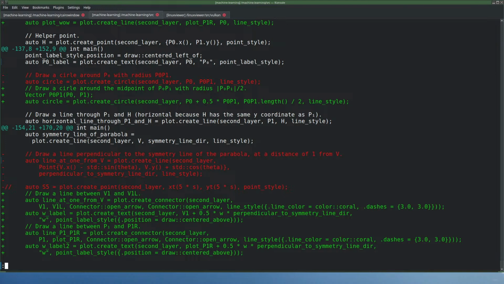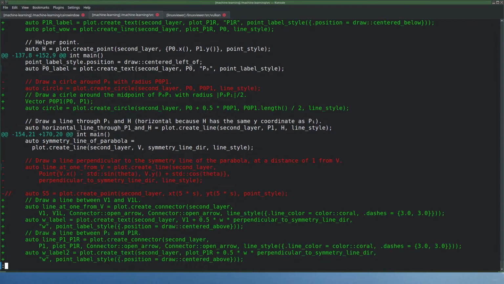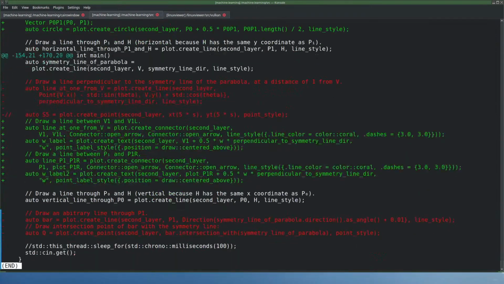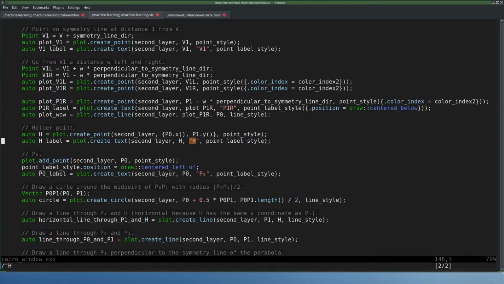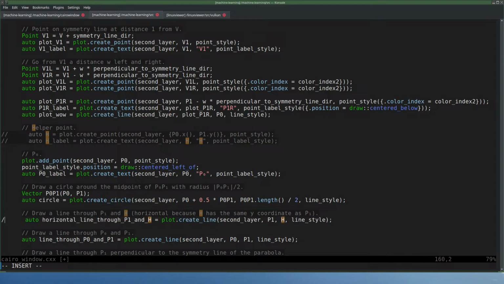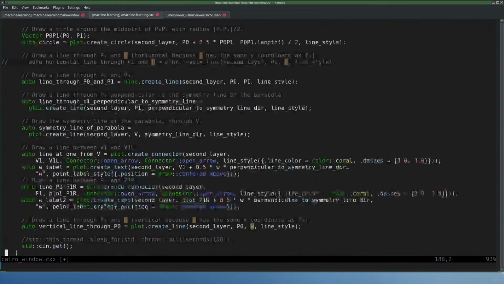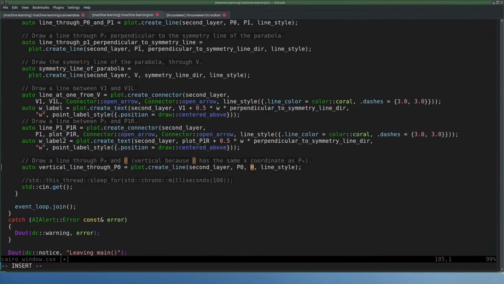The helper point used to be helpful, but maybe now it's just confusing actually. Maybe I should not draw that. You have better ways to understand the curve than through looking at that point. So I'm going to comment this out. And then that one. And there must surely be another one. Yeah, this one.